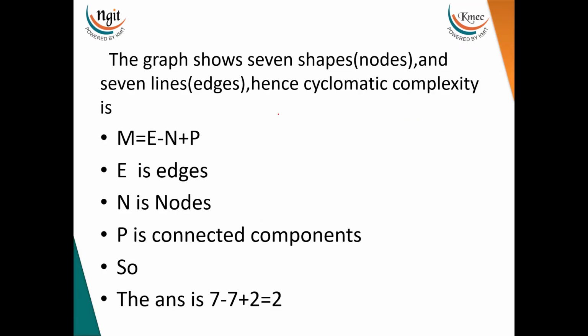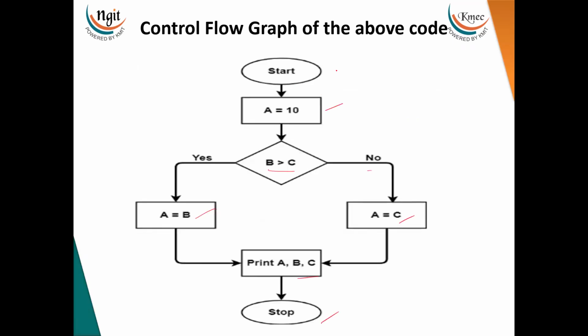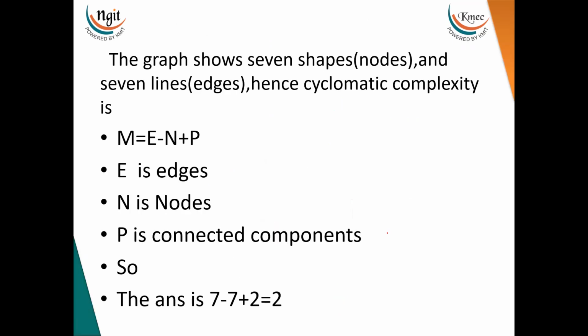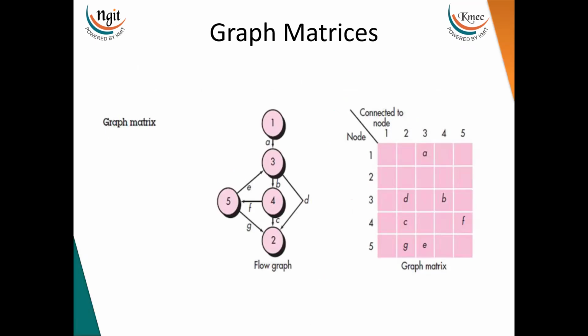Now, the graph shows 7 shapes, or nodes we say. You can count them: 1, 2, 3, 4, 5, 6, and 7. And 7 lines, edges. Hence cyclomatic complexity is M is equal to E minus N plus P. E is edges, N is nodes, P is connected components or predicate nodes we say. So the answer is 7 minus 7 plus 2, that is 2. Okay. And next we talk about graph matrices.